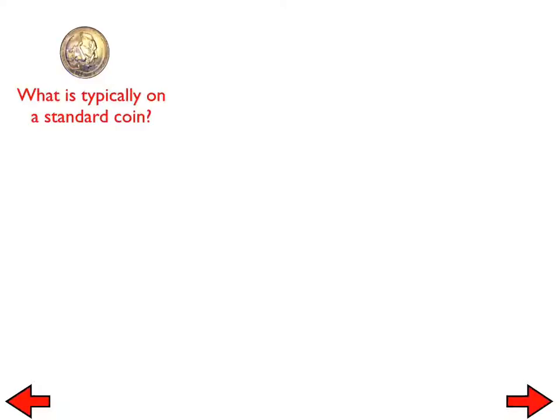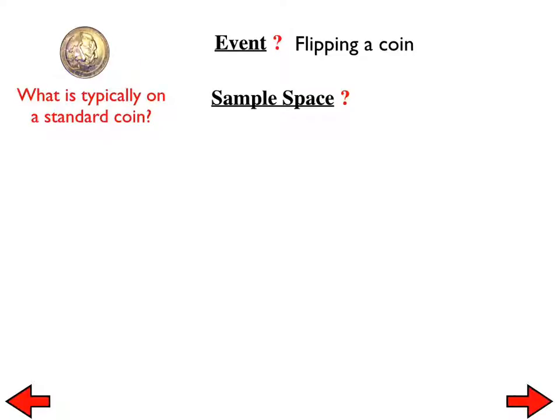So let's go through a little bit of theoretical probability. If we have a coin, and we typically call it a standard coin if it has heads on one side and tails on another side. Okay? The event, of course, is flipping a coin. What would the sample space be? And that's from yesterday. What would the sample space be? Heads and tails.